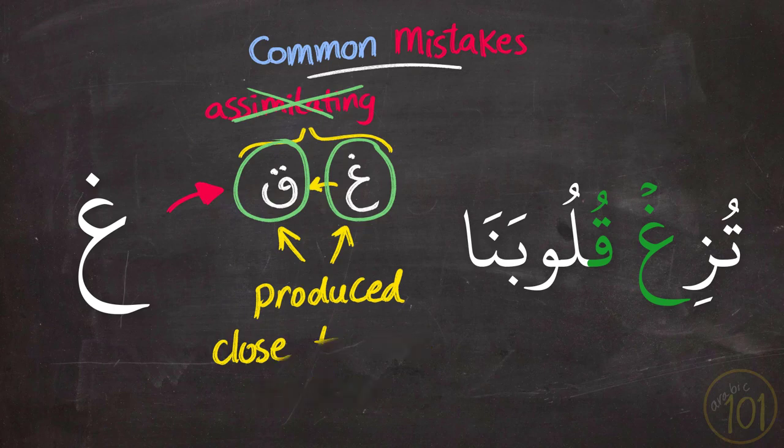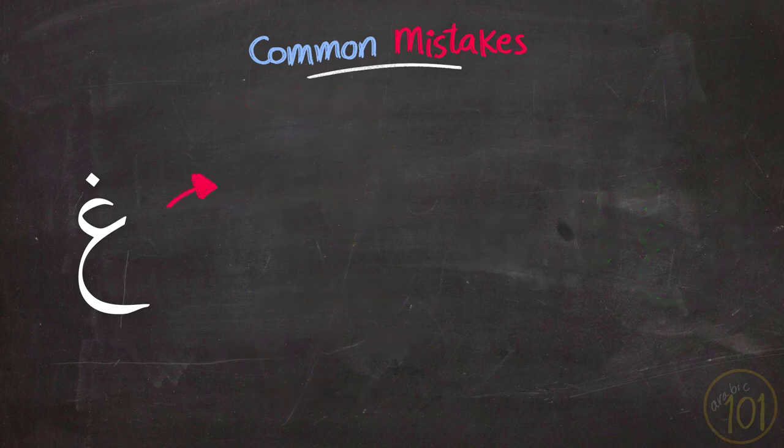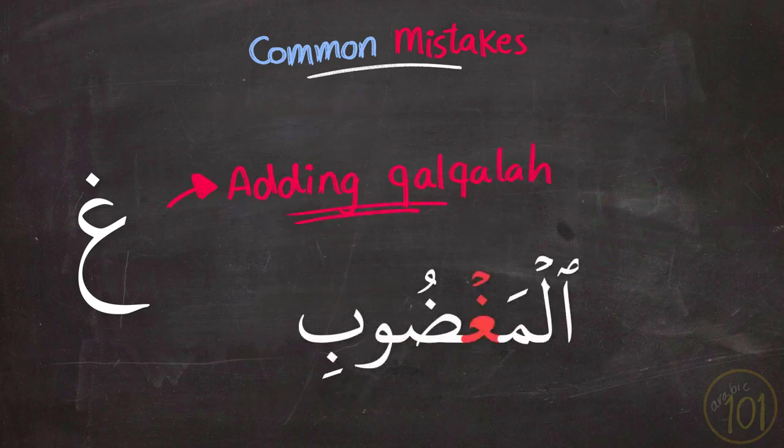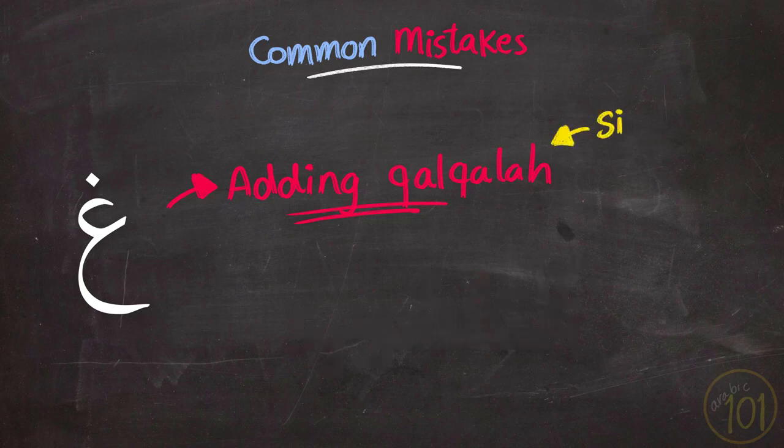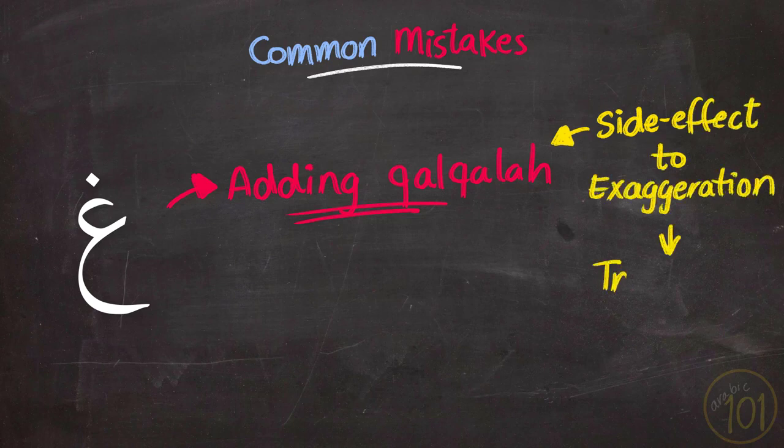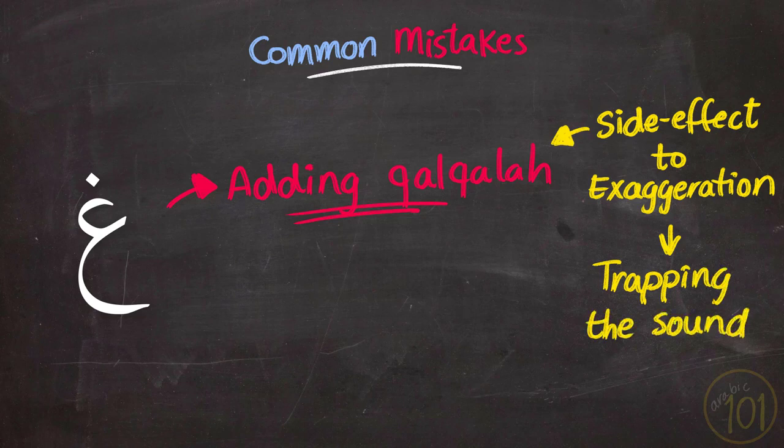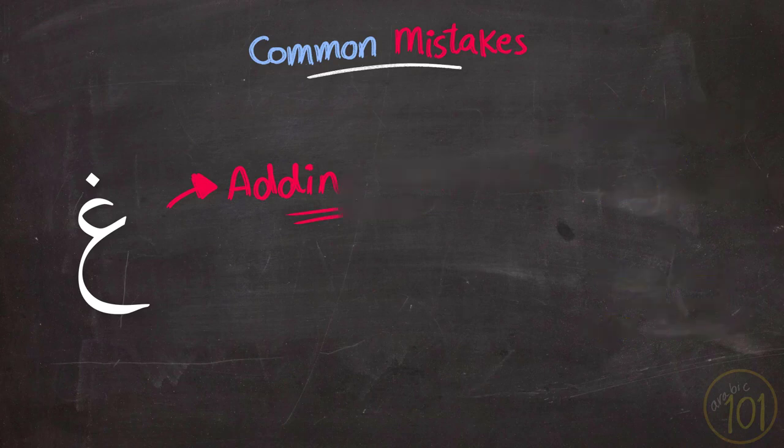The third mistake is adding qalqala to ghain, like that. غَيْرِ الْمَغْضُوبِ. This is also a side effect of the first mistake. So pressing too much on the articulator may cause qalqala to happen, to allow the sound to escape. But of course, ghain is not a qalqala letter, so it should not receive any qalqala whatsoever.